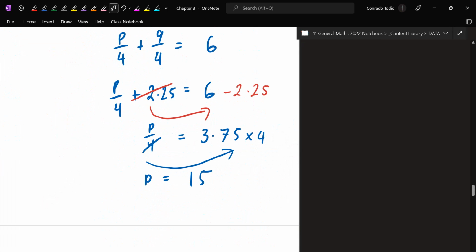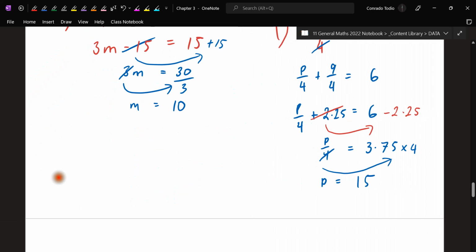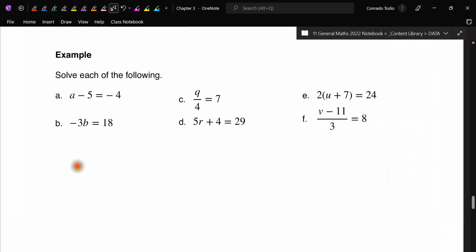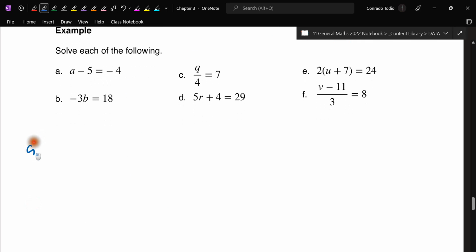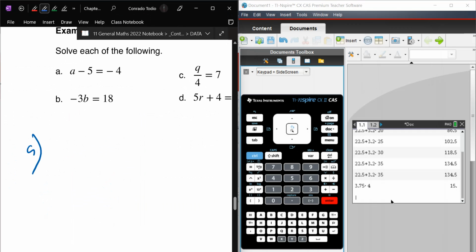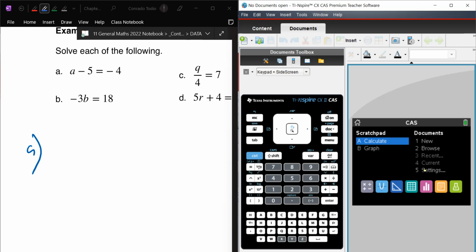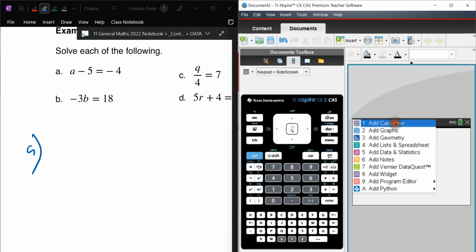Now, you can do this all by hand, but I would actually suggest that you can do this on your calculator as well. I'm going to show you how to do it on your calculator. So for these equations here, we're going to do it on our calculator. Let's do A first. Always start a new document when you start a new question, because if you use the same letters, it can get a bit complicated. So go to the home menu, press new, and then go add calculator.